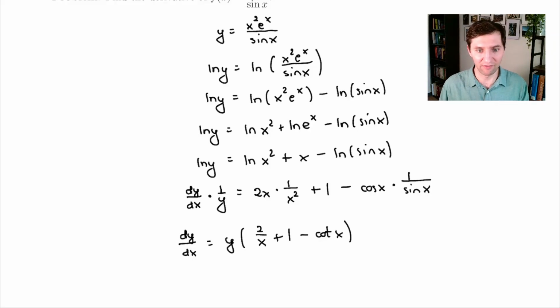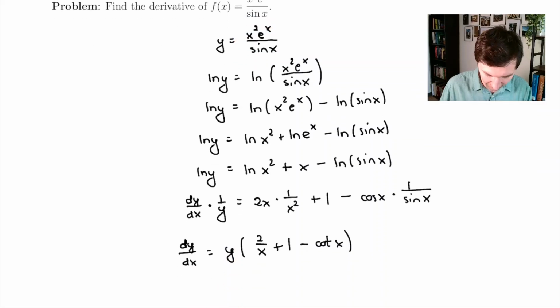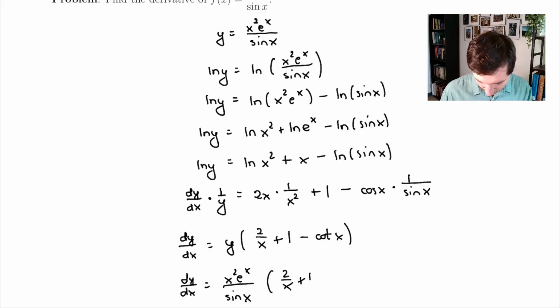Finally, I want to have my final answer in terms of x, so I will replace y with whatever y was. So I will write that dy/dx equals x squared e to the power of x divided by sine of x, multiplied by 2 over x plus 1 minus cotangent of x.